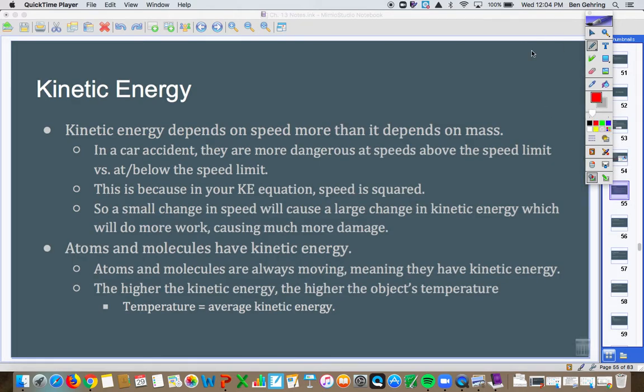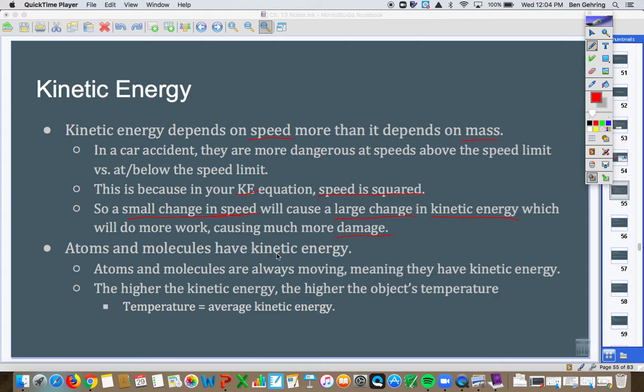And so kinetic energy depends more on speed than mass. So speed is more important than mass. In a car accident, we're more dangerous at high speeds above the speed limit than low speeds or speeds at the speed limit. This is because with that equation, speed is squared. This is where all that damage comes from. So a small change in speed will cause a large change in kinetic energy, which can result in much more damage.